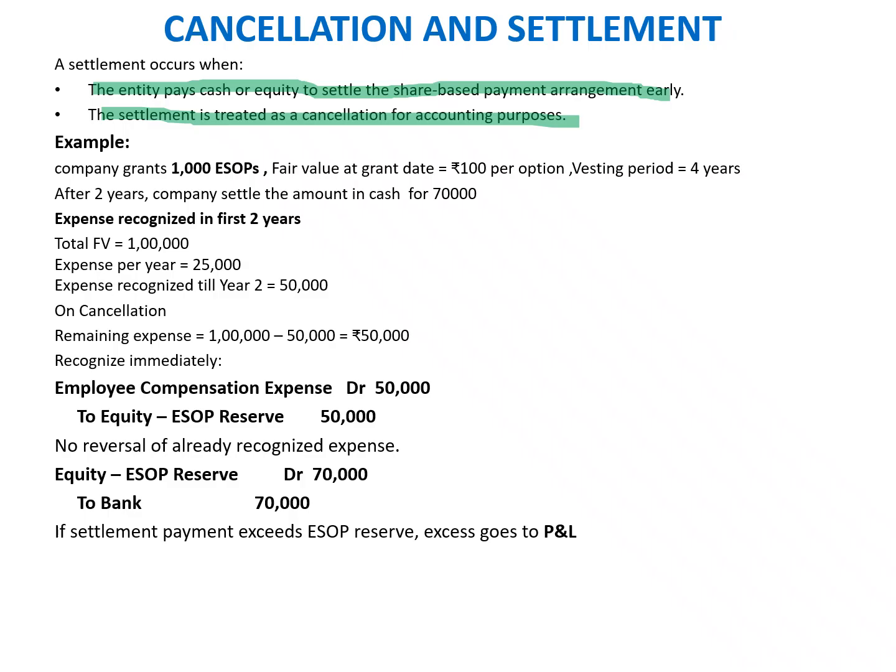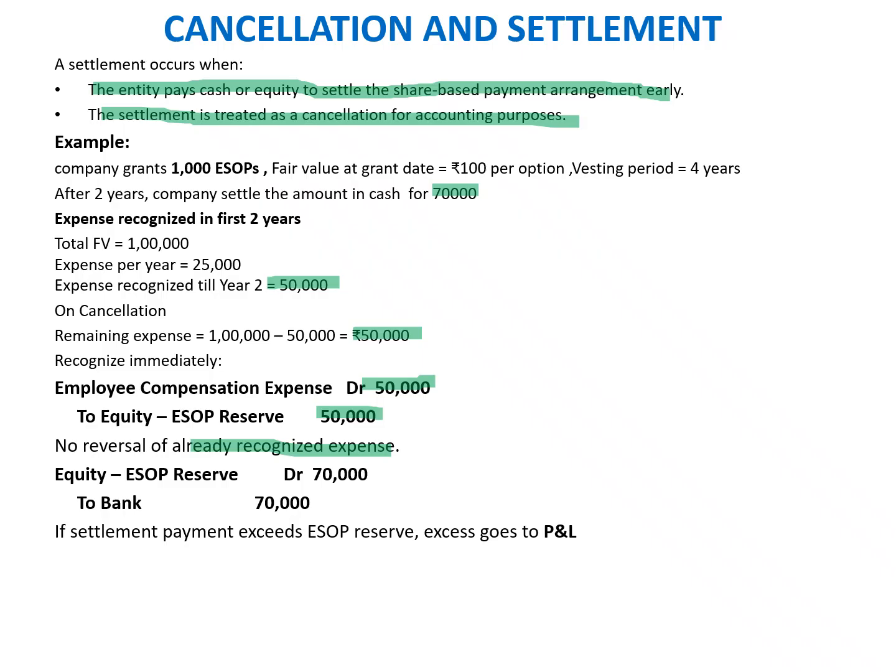After 2 years, the company settles in cash for 70,000. So what do we have to do? Expenses recognized in the first 2 years is 50,000. On cancellation, the remaining expense of 50,000 is recognized immediately. So employee compensation expense would be recognized with 50,000 and equity would be credited with 50,000. And then no reversal of the already recognized expense. This is a thumb rule.